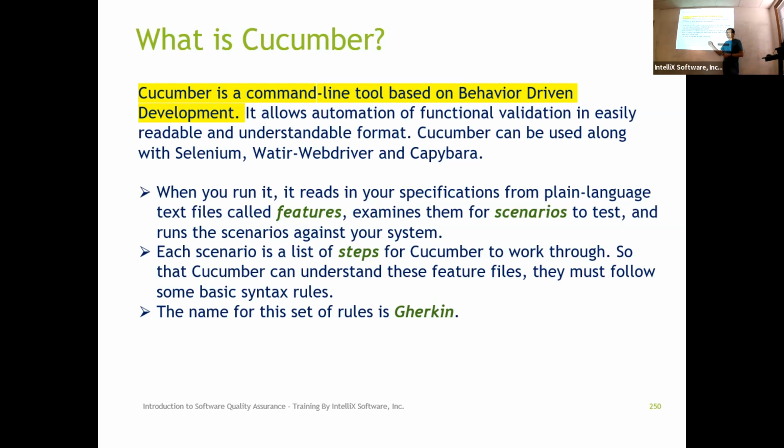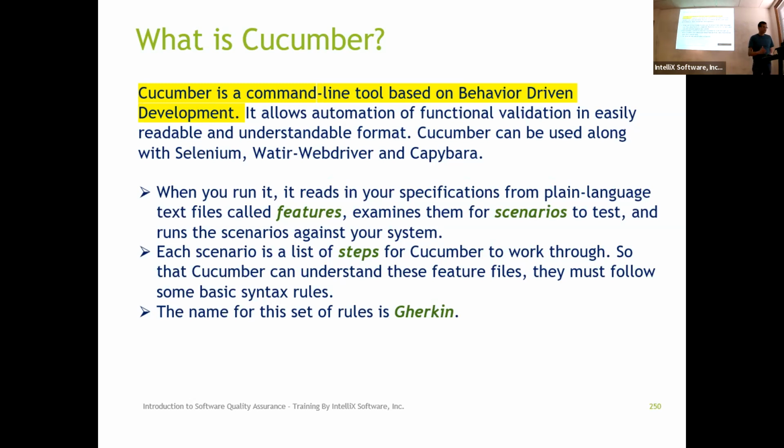Now, in order for Cucumber to interpret given, when, then statements, you can't just write it any way, right? It needs to follow certain rules, which is called Gherkin. So even though there are only a few commands, you need to write it a certain way so the tool can interpret, and those rules are called Gherkin rules. Okay. Any question on this one?